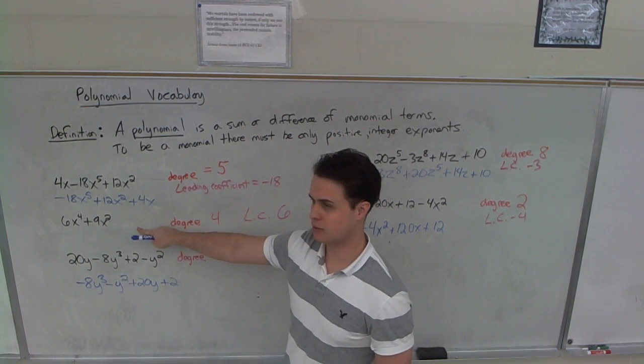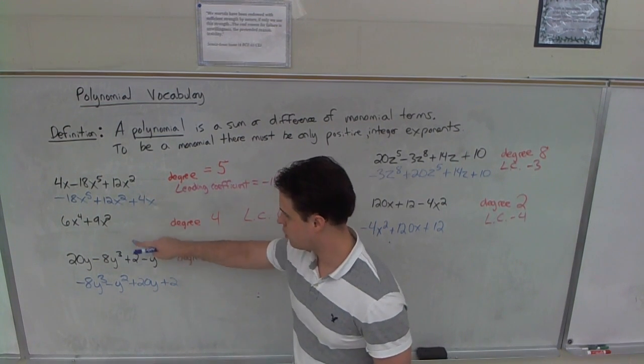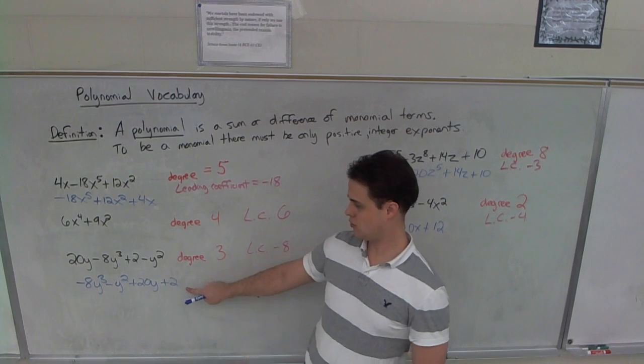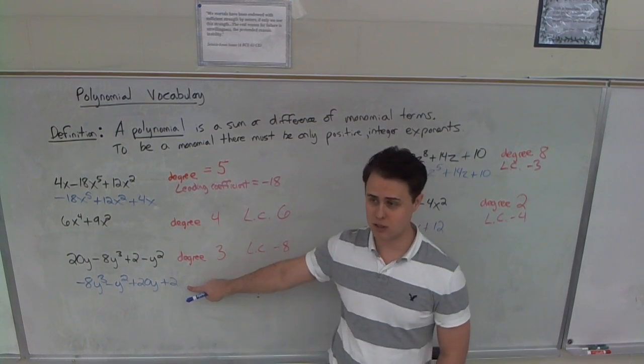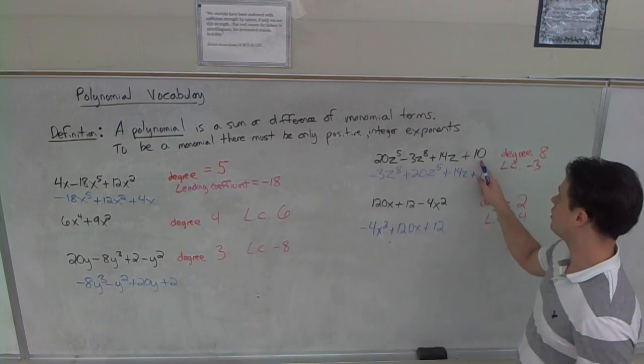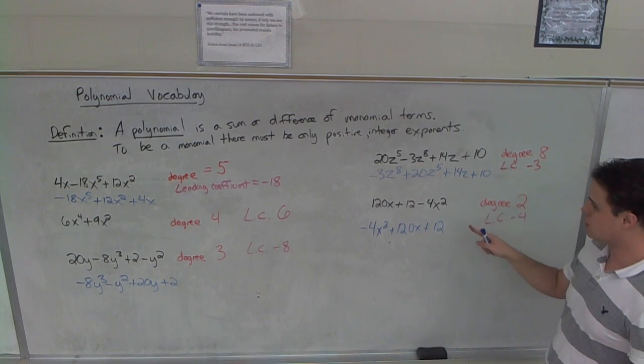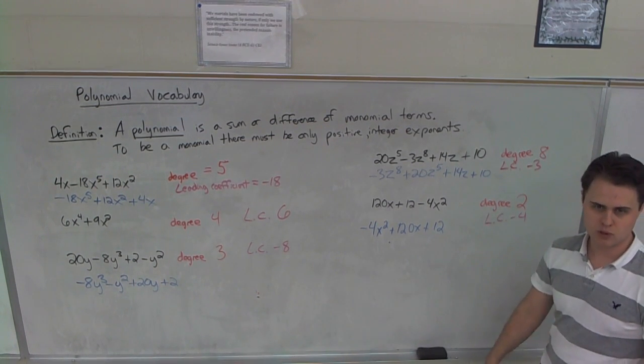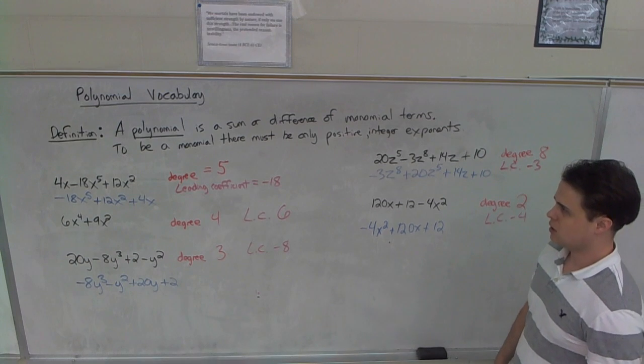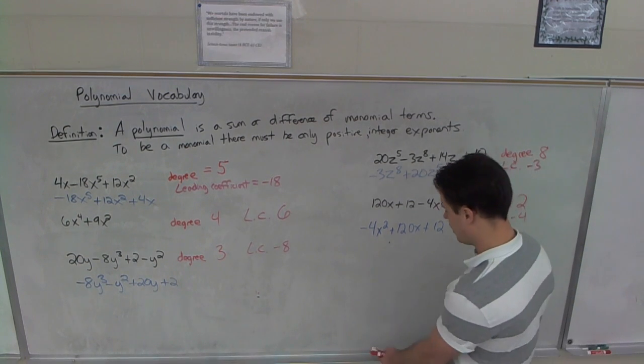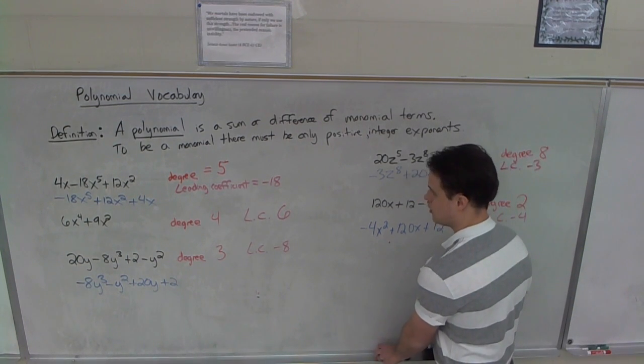How about this guy? 0. How about this guy? 2. Does that make sense? How about this guy? Constant is 10, and this guy 12. Okay. So they might ask you for that. Let's see. The only other thing I can possibly imagine them asking us for is a name.